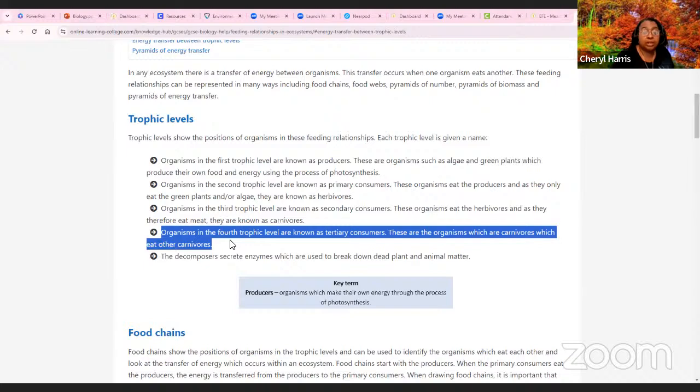This is not giving you another level called apex consumer. Back on the Canvas page, they called it a quaternary. So they give it a fourth level consumer, but they can also call them apex consumers because they're the top of the food chain.